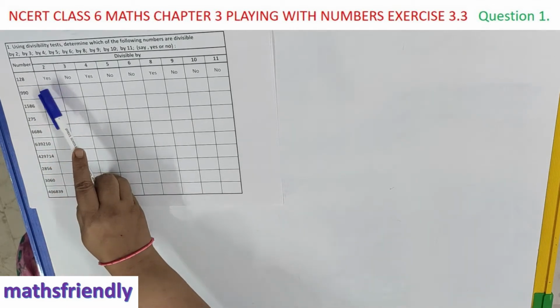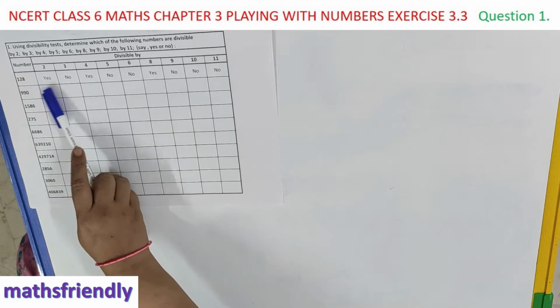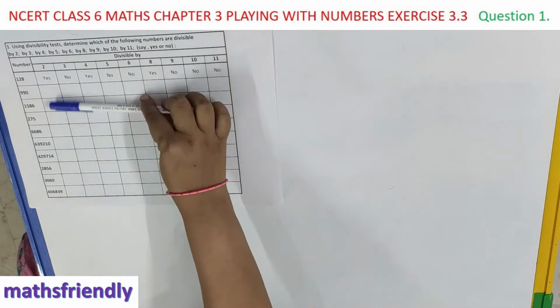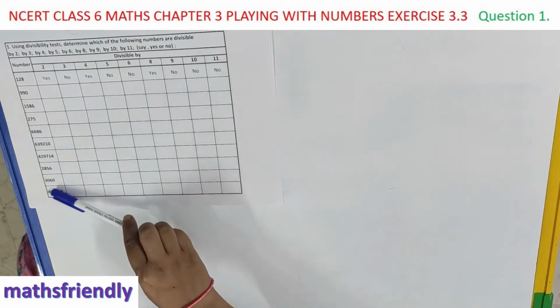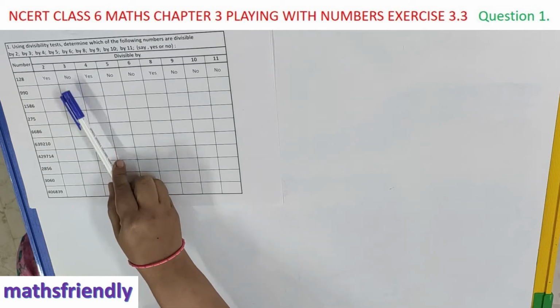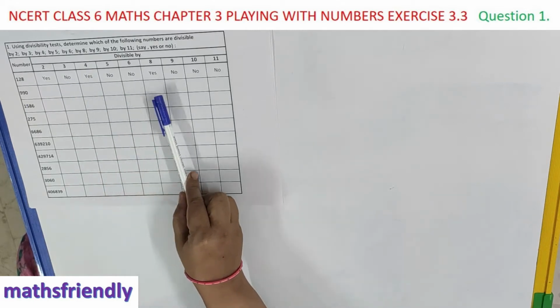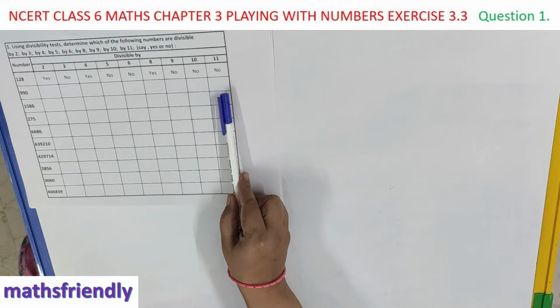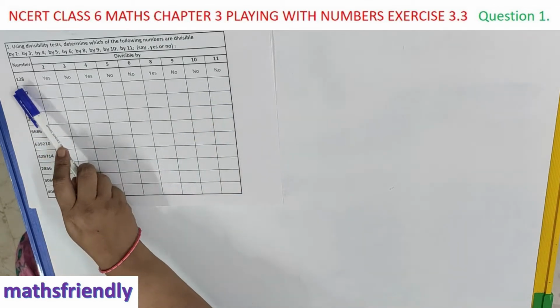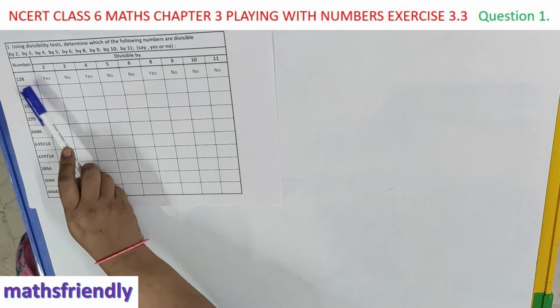2. Yes, it is divisible by 2. It is already given in the book. These answers are already given and we have to find the answers for these numbers, whether they are divisible by 2, by 3, by 4, by 5, by 6, by 8, by 9, by 10 and by 11 or not. Like it is given that 128 is divisible by 2.